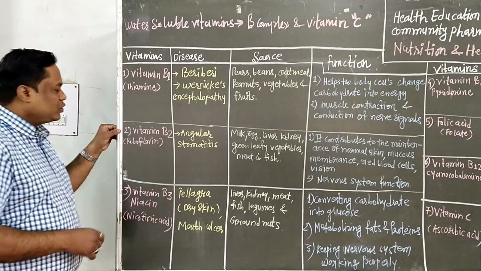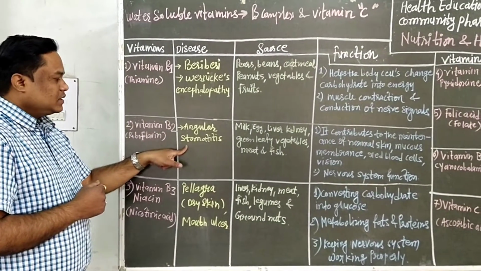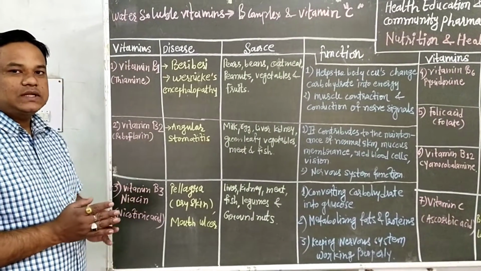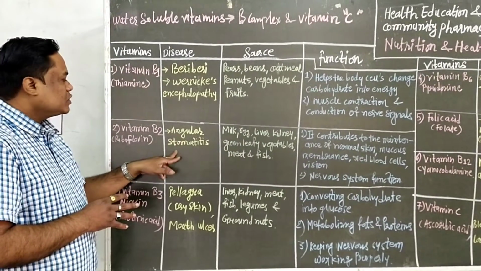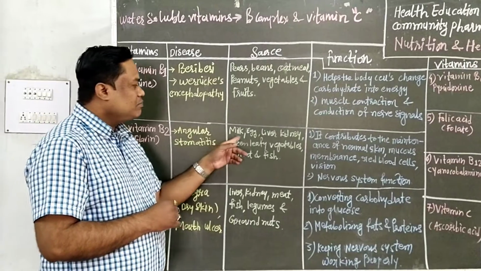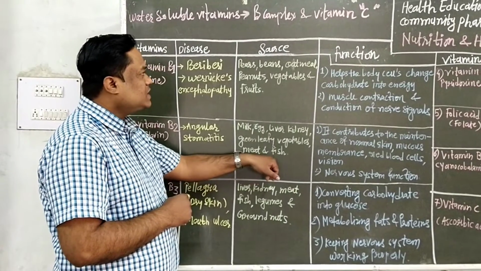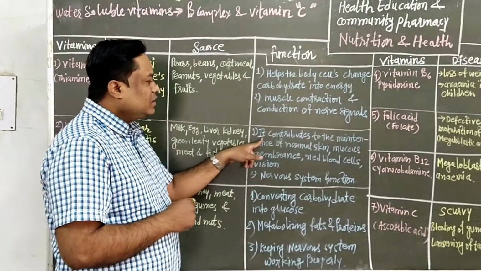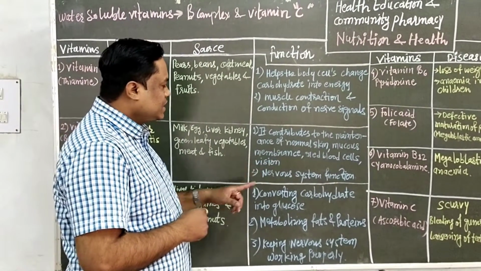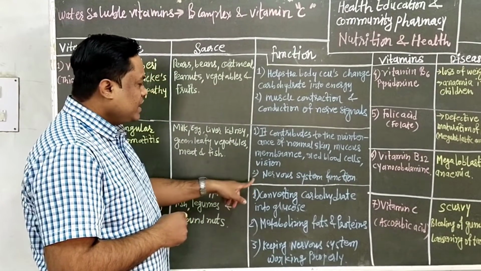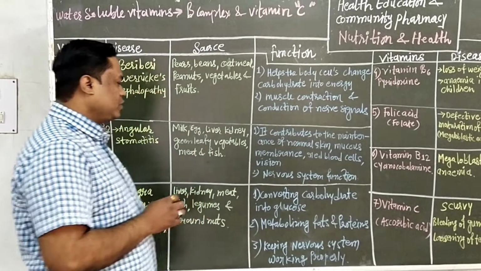Then next we have to see vitamin B2, that is riboflavin. The disease condition is angular stomatitis. Angular stomatitis means inflammation and cracks in one or both corners of the mouth. Then the sources are milk, egg, liver, kidney, green leafy vegetables, meat and fish. And important functions are that it contributes to the maintenance of normal skin, mucous membrane, red blood cells and vision. The next important function is nerve system function. These are the functions of vitamin B2, that is riboflavin.